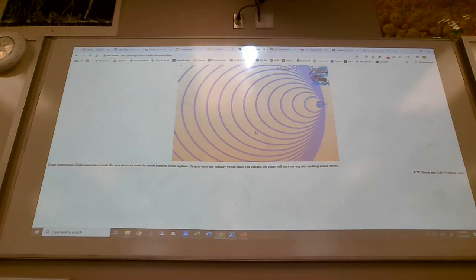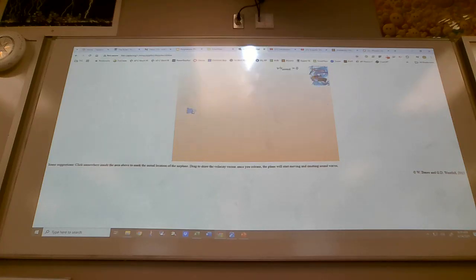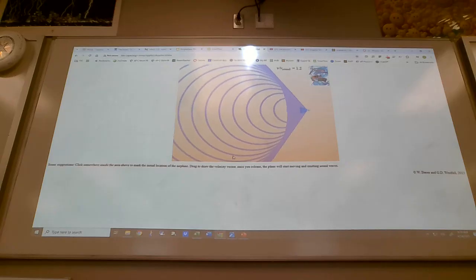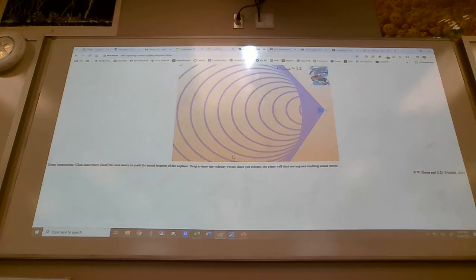If that's the wave that you're making, if you go faster than the wave, then you are overpassing waves that you've created in the past. If we're talking about sound waves, yes. Okay. Now, here it creates like this cone or this V.